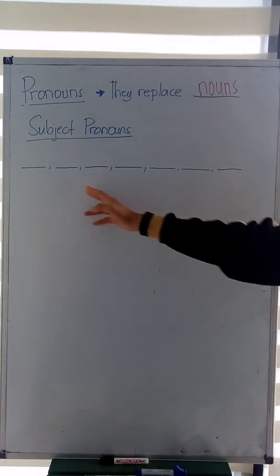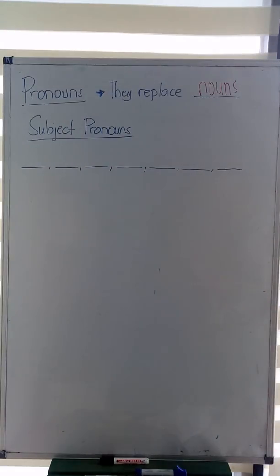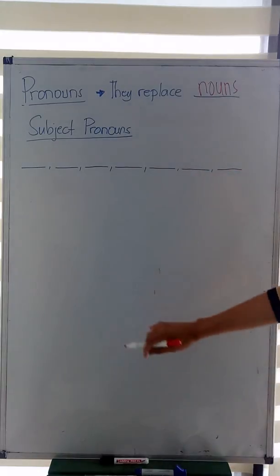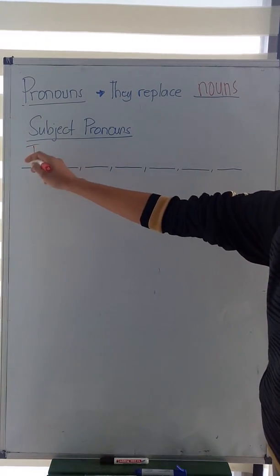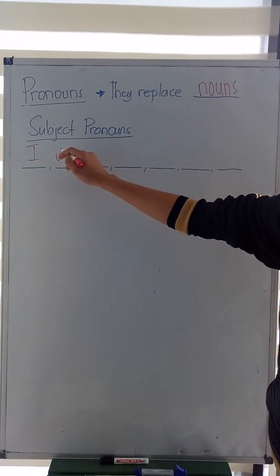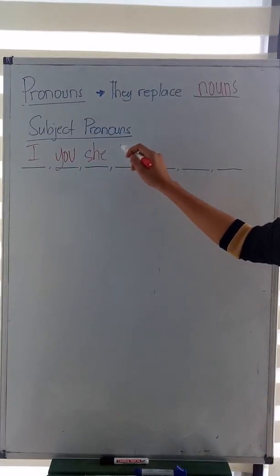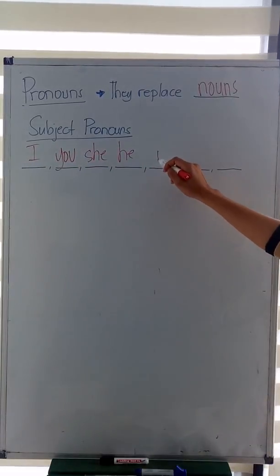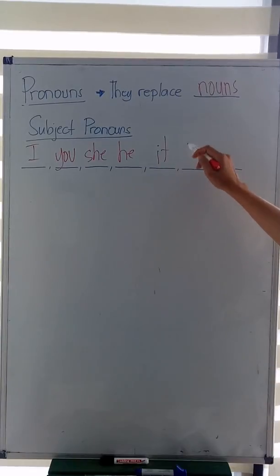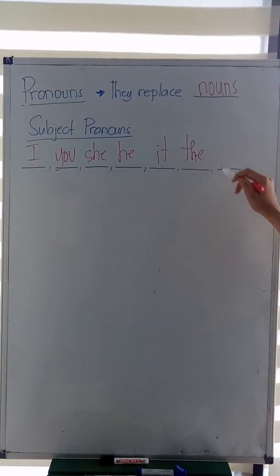I have 7 blanks here. Can you remember your subject pronouns? Try to recall them. And of course, I will write them down for you. First subject pronoun we have is I. Then we have you. We have she. He, it, they, and we. So these are our subject pronouns.